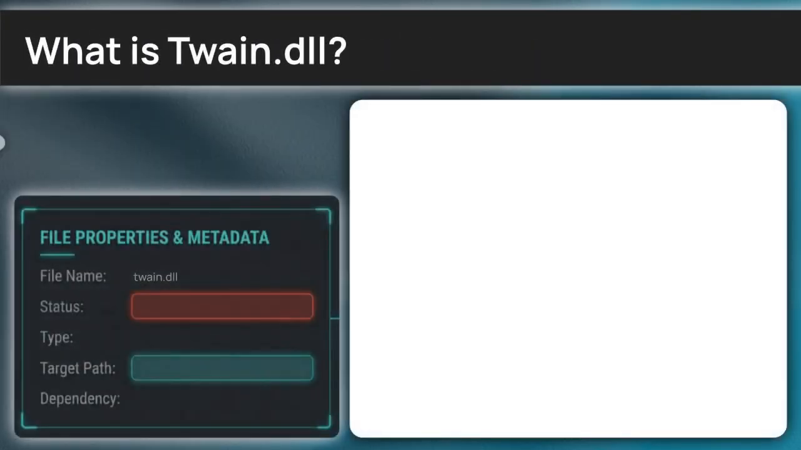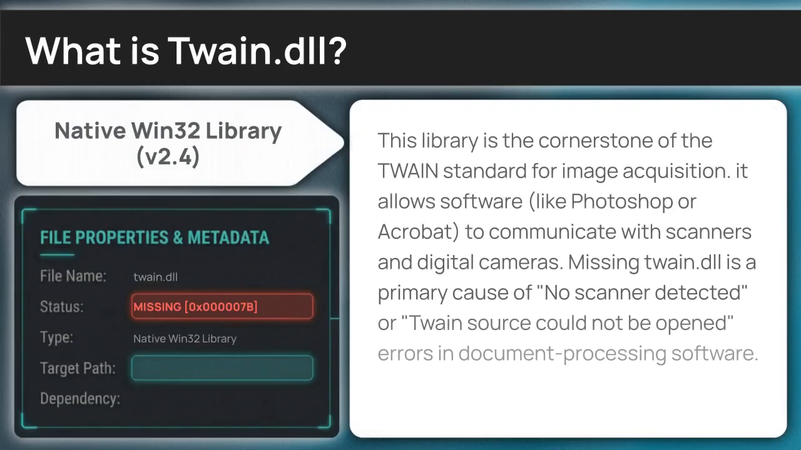This is the TWAIN library. This library is the cornerstone of the TWAIN standard for image acquisition. It allows software, like Photoshop or Acrobat, to communicate with scanners and digital cameras. Missing Twain.dll is a primary cause of "no scanner detected" or "TWAIN source could not be opened" errors in document processing software. Understanding the file's role is a great start.